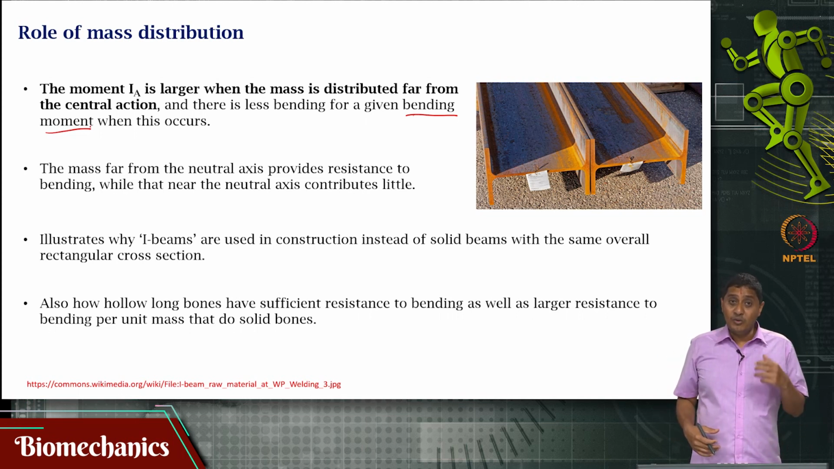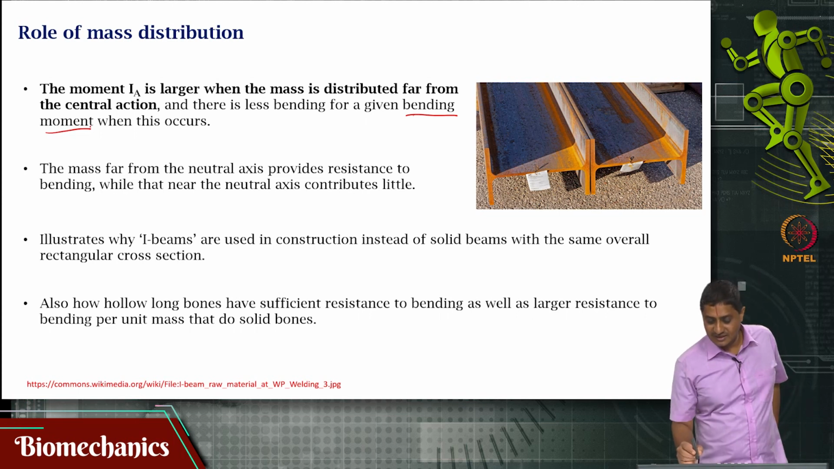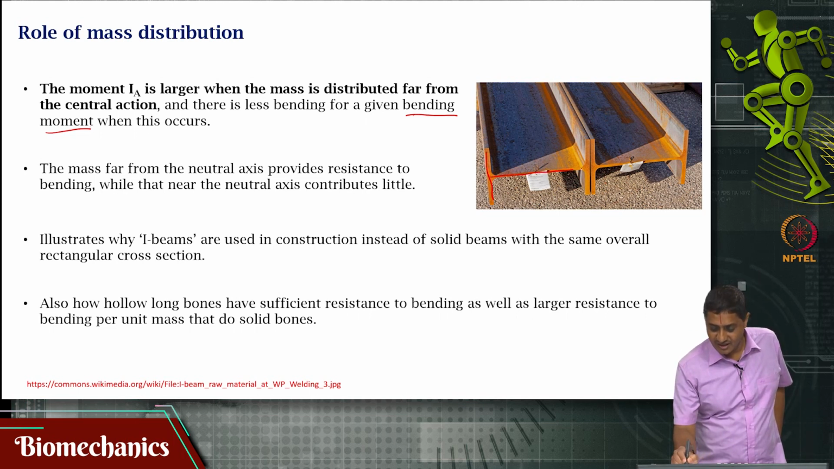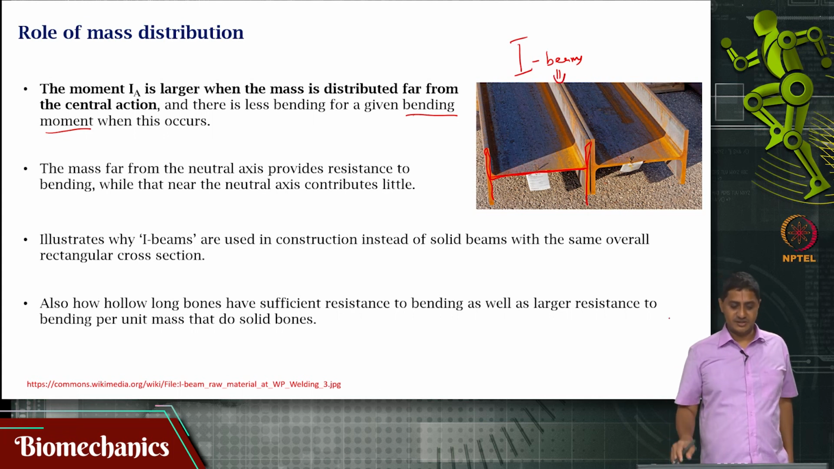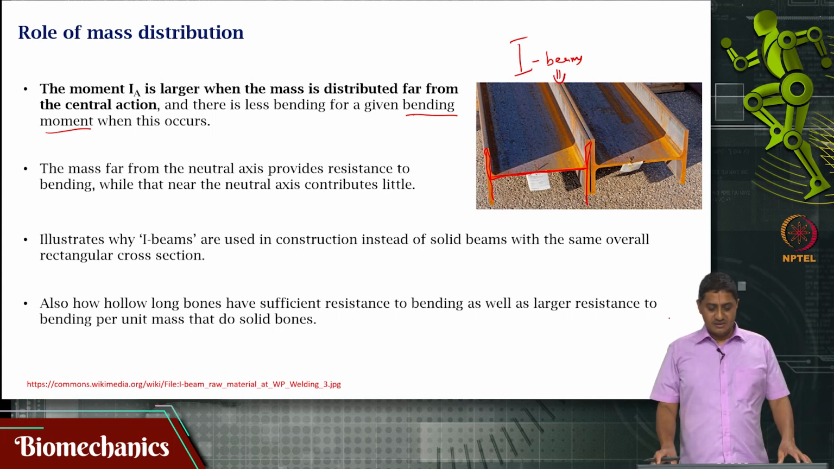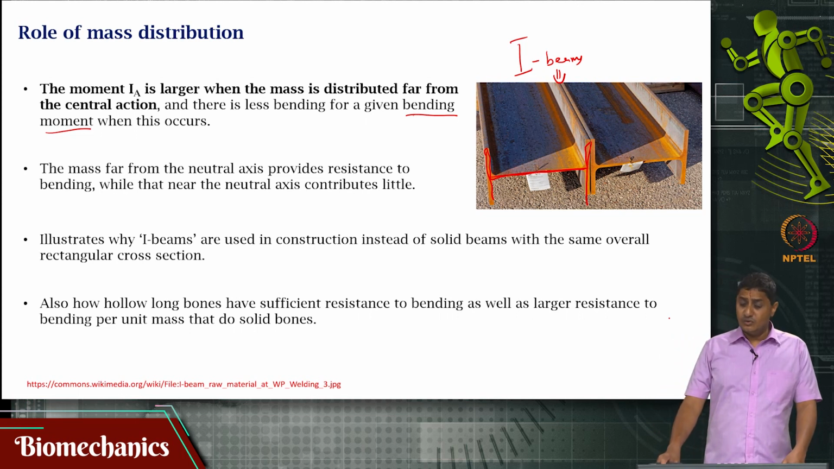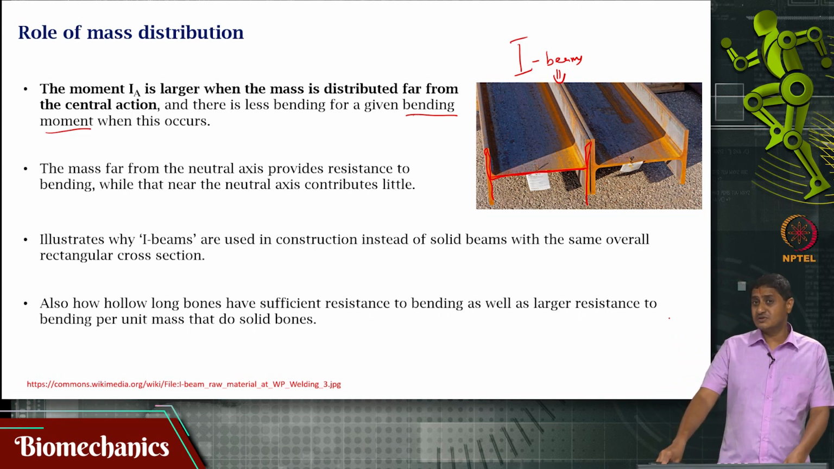So, the amount of resistance to bending that is offered depends on where the mass is distributed, like the kind of I beams that you see in engineering systems, right. These are the so-called I beams, as you see in the picture here. These are used in construction and in many other applications. Why use I beams? You can also use solid beams.